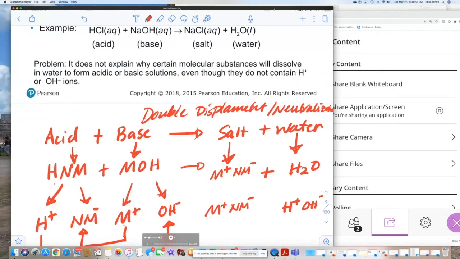Okay. Why is it called neutralization? This is kind of out of context, but later on, we will see how these interact with pH paper. Acid tends to have a low pH.